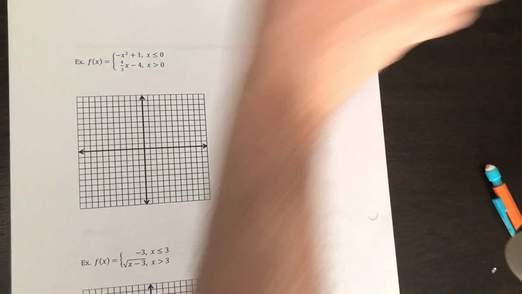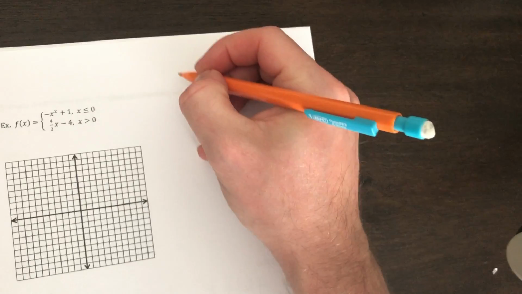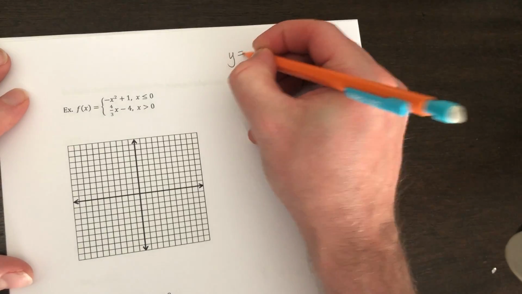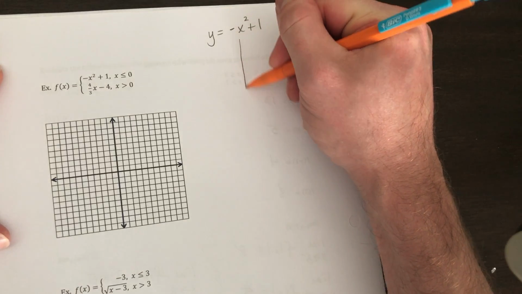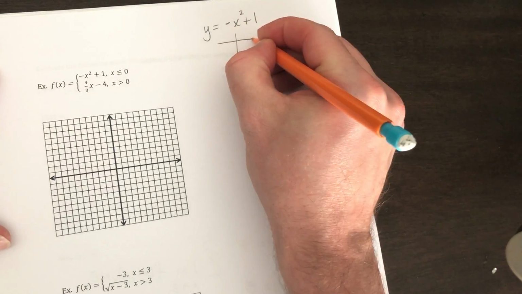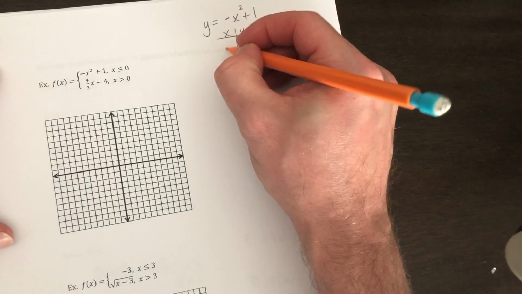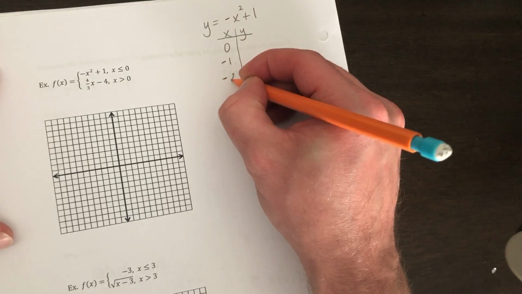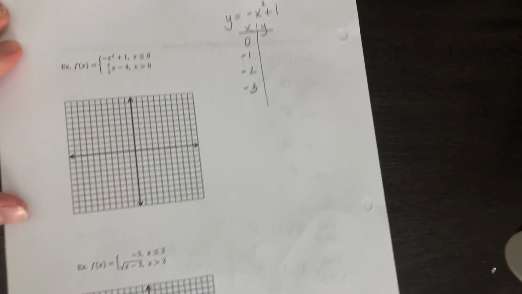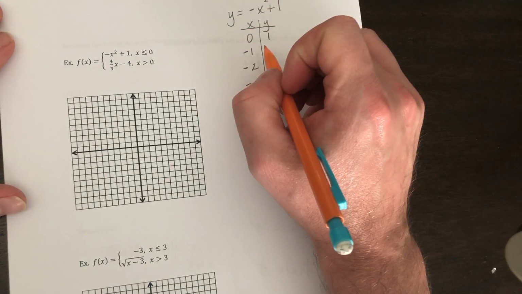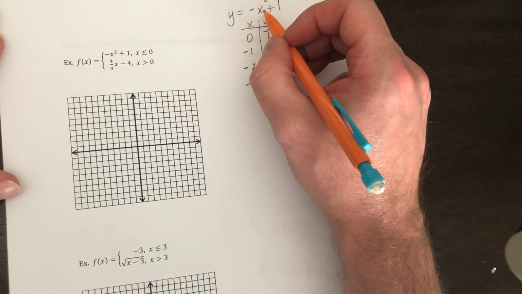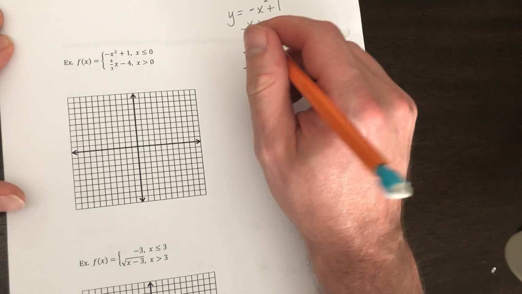Okay, so same exact strategy as before. We're going to do y is equal to negative x squared plus 1, and we're going to pick points at 0 and less than 0: 0, -1, -2, and -3. If I plug in a 0, I get a 1. If I plug in a -1, -1 squared is 1, so it should be 0.